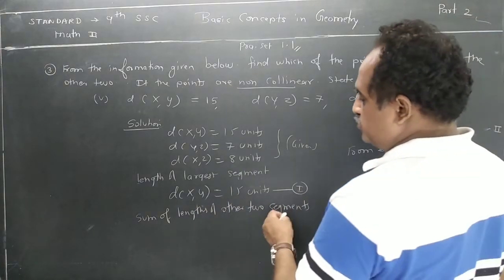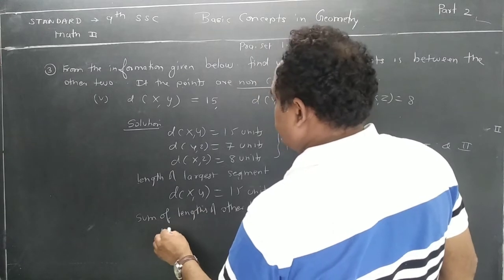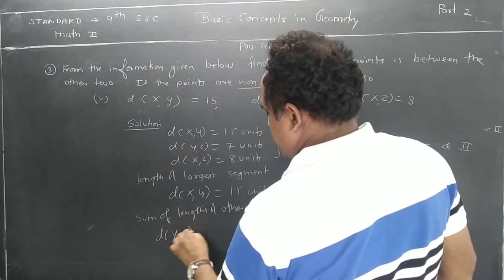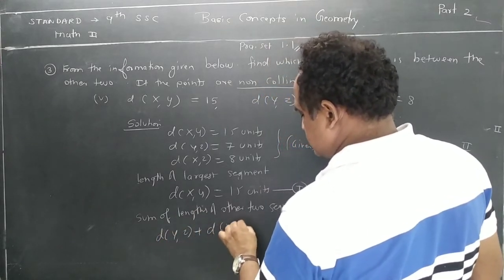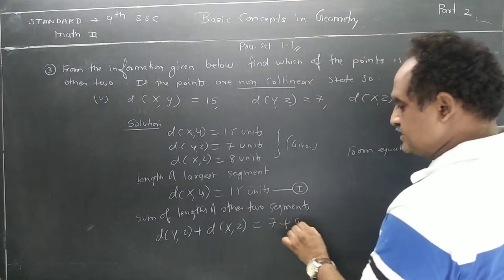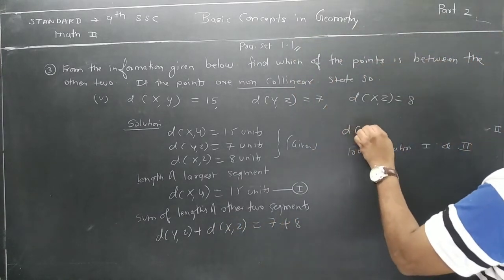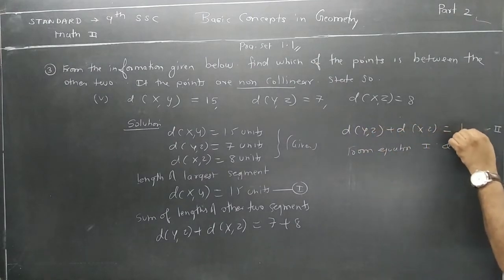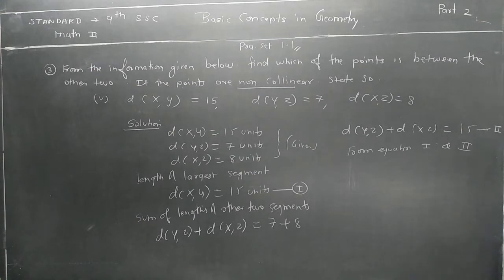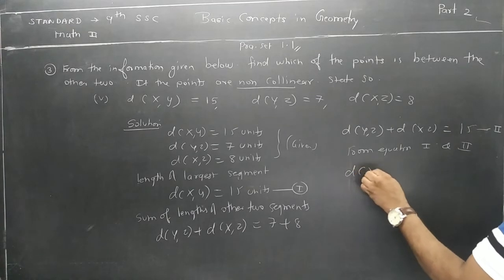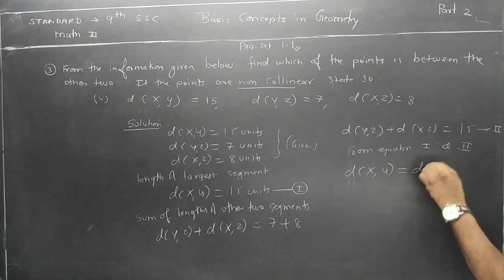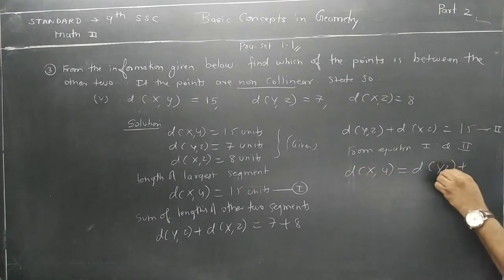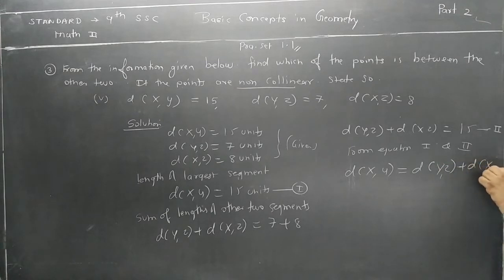And sum of the length of the other two segments is what? Distance YZ plus distance XZ is equal to 7 plus 8. So distance YZ plus distance XZ is equal to 15 units. This is also 15 units. What I can write down? Distance XY is equal to distance YZ plus distance XZ.